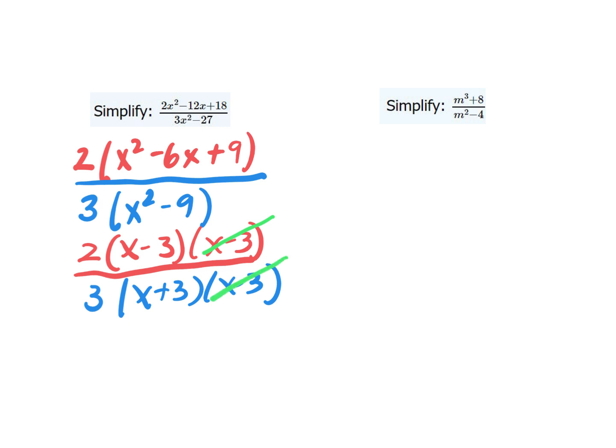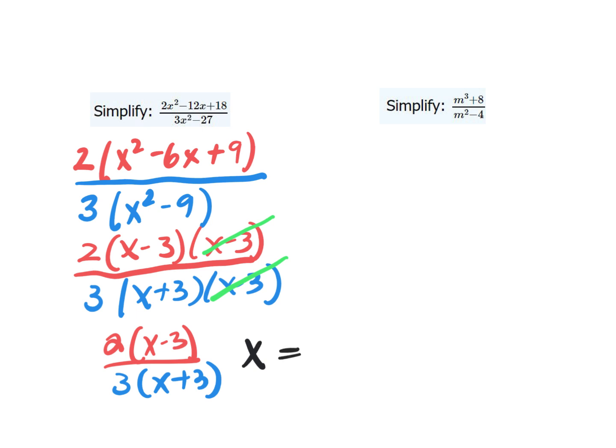So we can see that we're going to have 1 x minus 3 take out this other x minus 3. Remember that we can only take 1 in the numerator and take 1 in the denominator out. It cannot take out this other x minus 3. So my final answer then is going to be 2 times x minus 3 over 3 times x plus 3. And then my restriction will need to be that x cannot equal negative 3, because that will produce a 0 in the denominator.